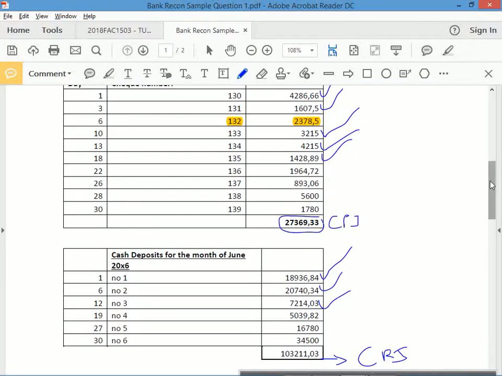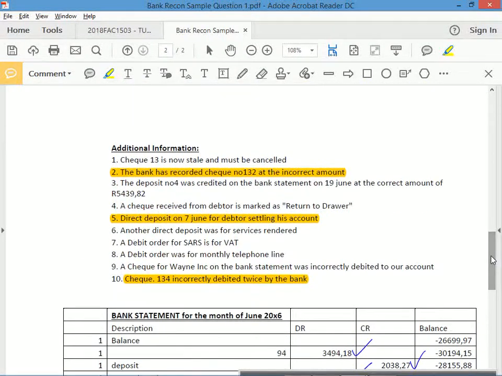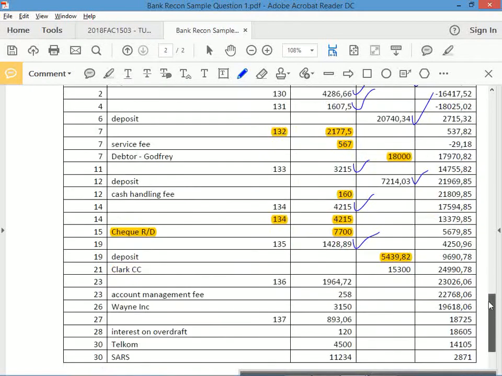No. Okay, we need to highlight it then. Right, so 5439,82 we cannot tick. We need more information. Let's look for more information. Here's a point. What does point number 3 say? Well, the deposit number 4 was credited on the bank statement on 19 June at the correct amount. So who's correct? The bank. This amount is correct. We need to change our amount.